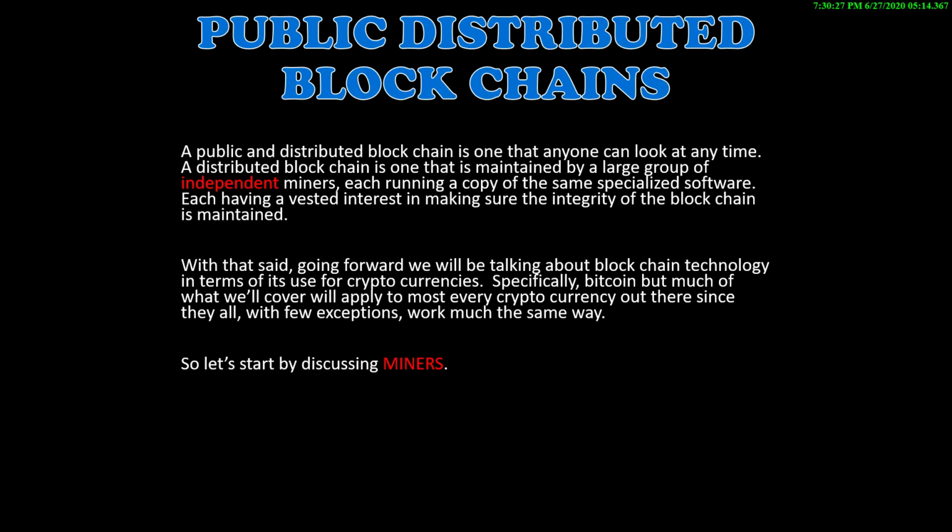Public distributed blockchains. A public and distributed blockchain is one that anyone can look at any time. A distributed blockchain is one that is maintained by a large group of independent miners, each running a copy of the same specialized software, each having a vested interest in making sure that the integrity of the blockchain is maintained.